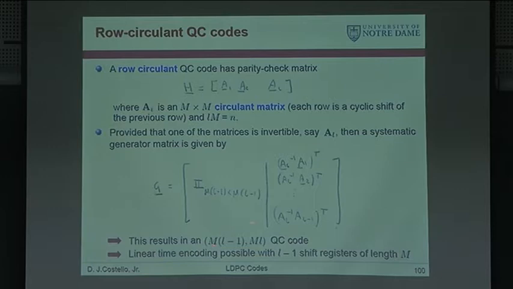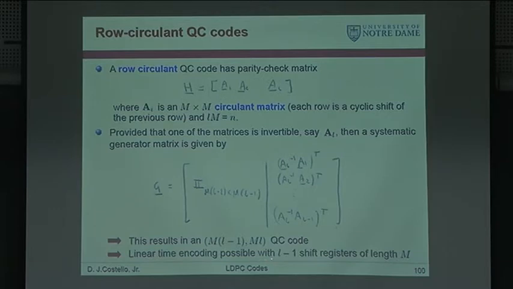So this is a typo. This would result not in an ML-1, ML code, it's ML, ML-1. The first number should be the block length, and that's ML. And the second number should be the number of information bits, and that's ML-1. Again, this is the nominal rate. There could be redundant rows. No, there won't be in this case, because we convert it to systematic form. Same type of argument as we just talked about with the other problem.